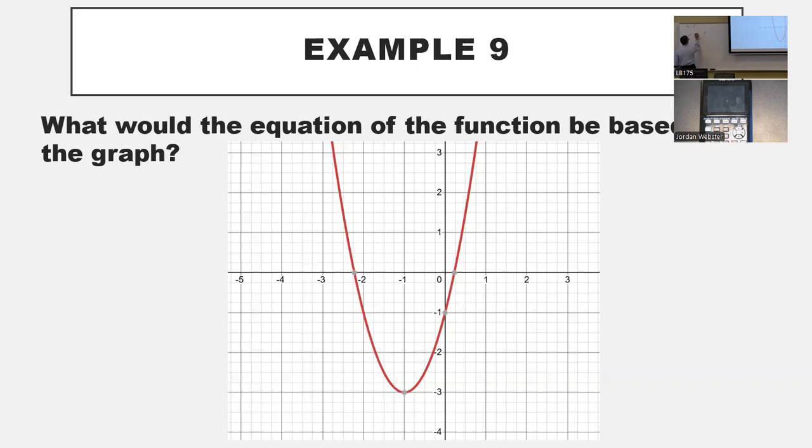So we're going to put a 2 in front, and then we're going to have the quantity x plus 1 squared. And then we have to move down 3, so that's going to be a minus 3. So 2 times the quantity x plus 1 squared, minus 3, should be my graph.